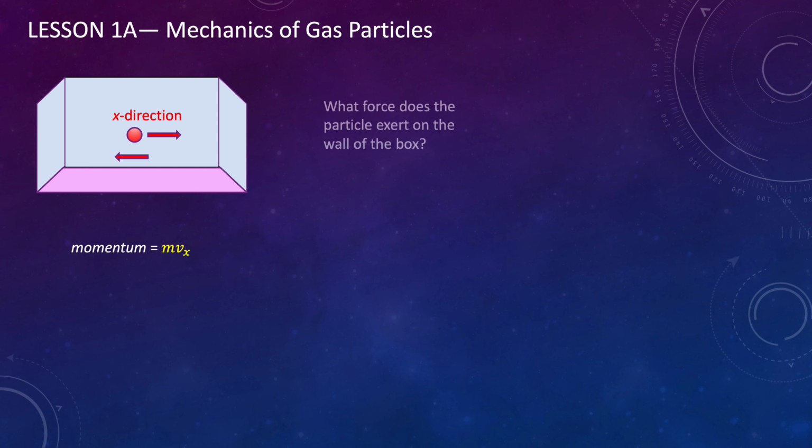Now, what we're going to be interested in is determining what force this particle exerts on the wall of the box. So ultimately, we're going to convert this into a pressure. But for now, let's just focus on how to calculate the force. Well, from basic physics, we know that force is equal to the mass times the acceleration in the direction that it's moving. Now, acceleration, in turn, can be thought of as a change in time of the velocity. So as the velocity is changing with time, that results in acceleration.